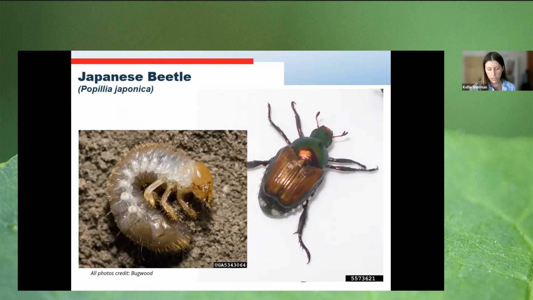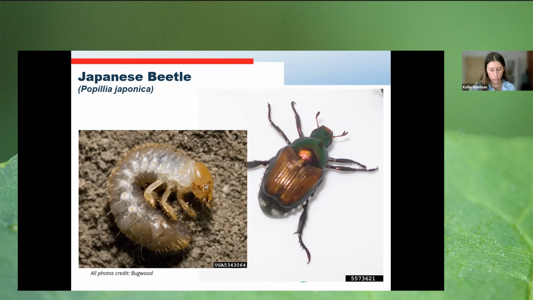And then again, another defining feature when it's in its adult form is that metallic green color with bronze colored wing covers. And the population seemed to peak in July to August. I included a picture of larvae. Again, grubs could potentially be in soil, that kind of thing, or what looks like grubs, I should say.